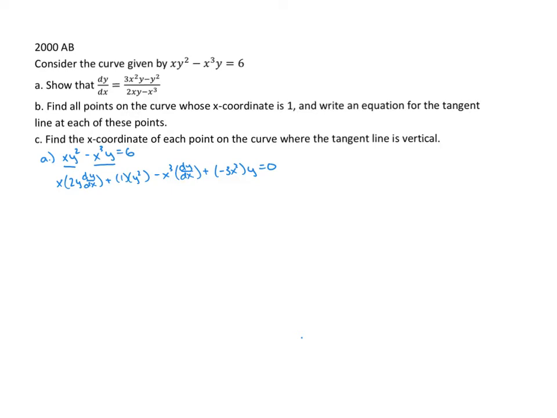And then from here, we are in more of our comfort zone. We are going to get the dy dx by itself. If I do a couple steps at once, hopefully we can follow. I am going to group the two dy dx terms on the left, and I'm going to factor out a dy dx. The remaining terms I'm going to put on the right. I have a minus y squared and a plus 3x squared y.